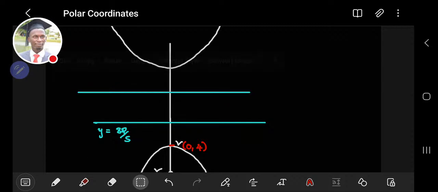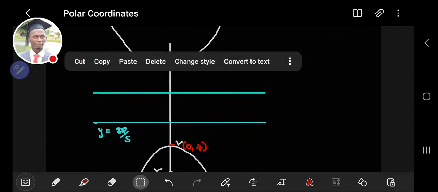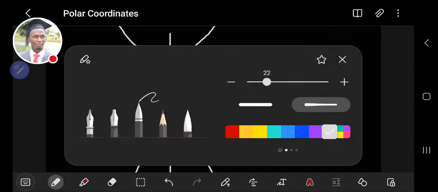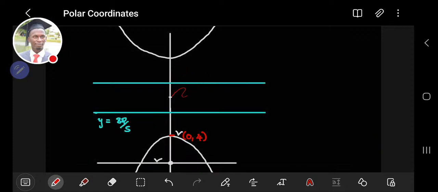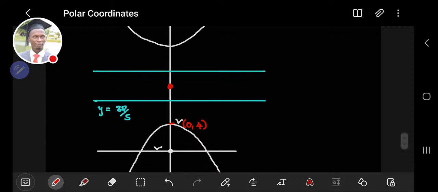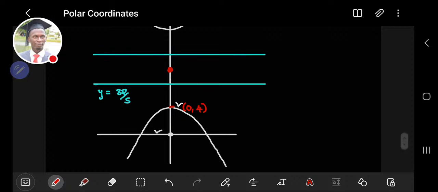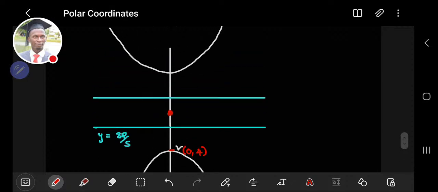And so our center is somewhere here. Okay, our center is somewhere here. Now, there are a number of ways that you can determine where this center is. But before we get there, I want you guys to just look at one thing here.